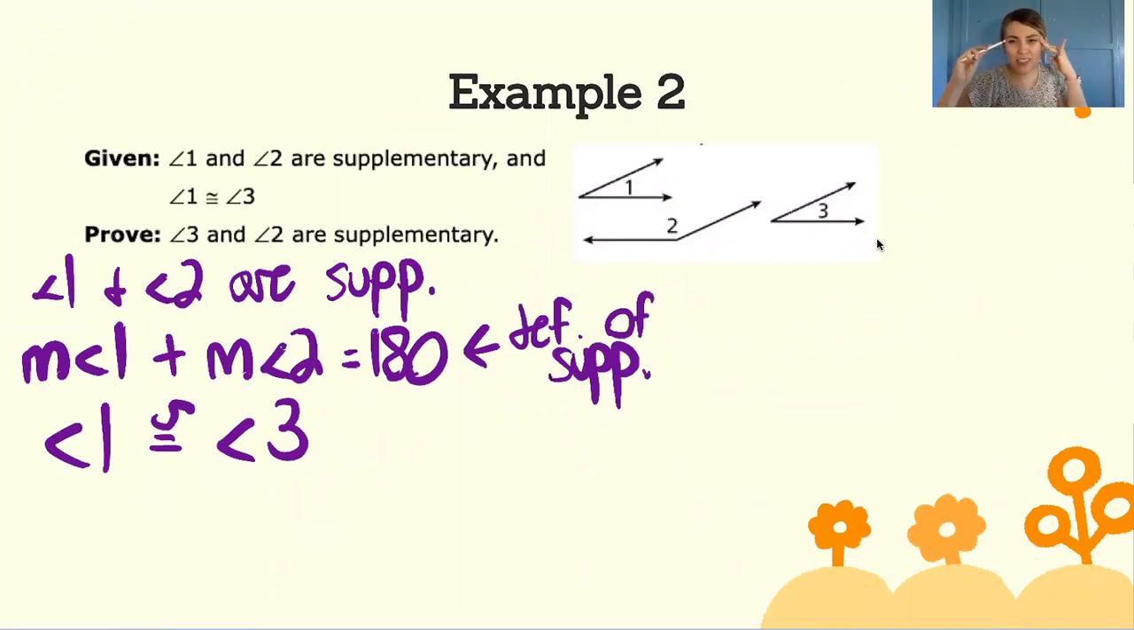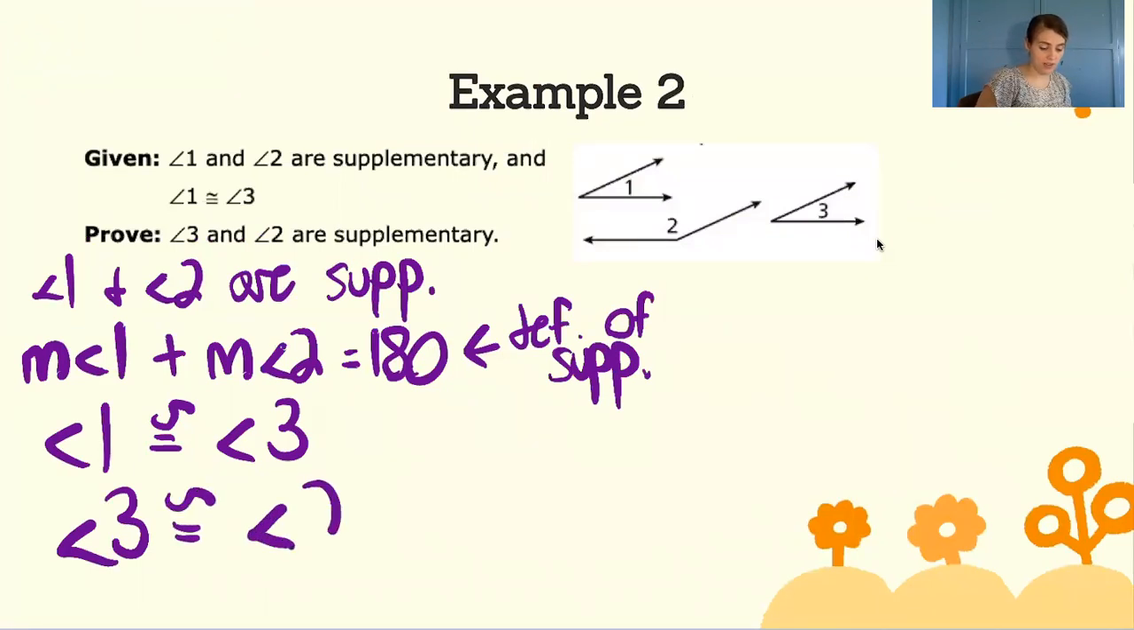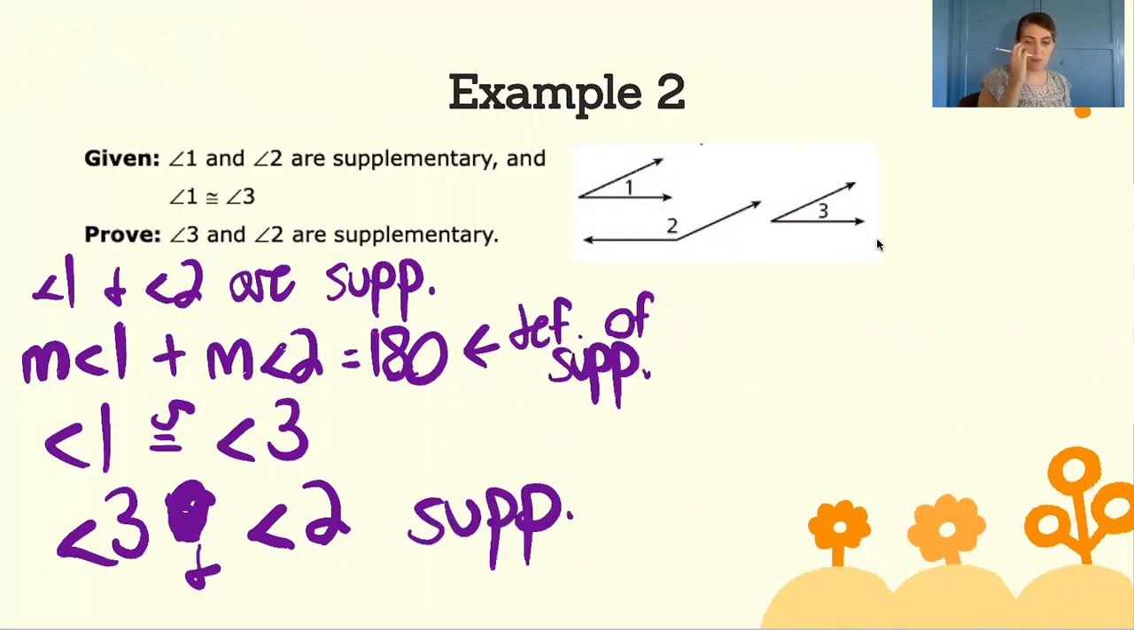Because they're congruent and angle 1 is supplementary to angle 2, then angle 3 is also congruent. Or sorry, not congruent. Angle 3 and angle 2 are also supplementary because my two congruent angles are going to be supplementary to the same angles. That had to do with my supplementary angle theorem.